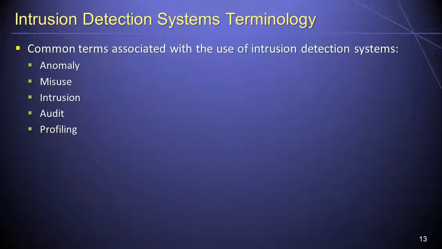As applied to intrusion detection systems, the term intrusion refers to a situation in which the system or network is being misused, either by outsiders or by insiders. When an intrusion occurs, security personnel may perform an audit in which the activities or actions of a user or the system are evaluated and analyzed. Finally, the use of intrusion detection systems commonly involves profiling, which refers to the process of observing legitimate users or the system in order to establish a model of what constitutes normal behavior.